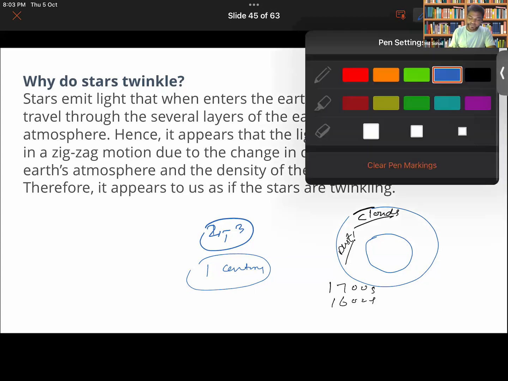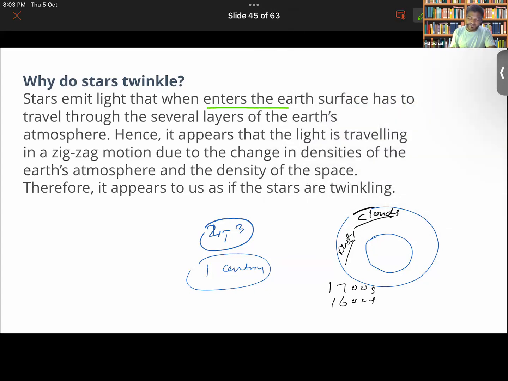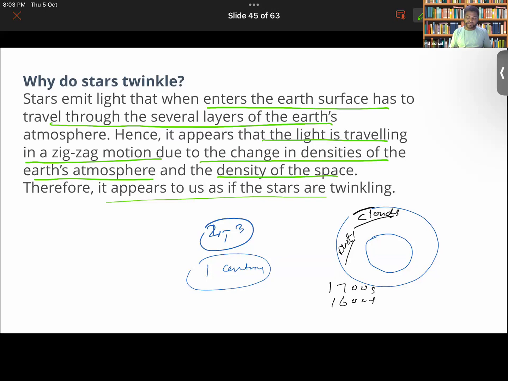So stars are emitting their light, and the light that enters the Earth's surface has to travel through several layers of the Earth. The question is, why do stars twinkle, right? It's not like the stars are flickering. It's not like a flickering bulb. Getting it now? So when the light travels through the several layers of the Earth, it appears that the light is traveling in a zigzag motion due to the change in densities of the Earth's atmosphere and the density of the space. Therefore, it appears to us as if the stars are twinkling.